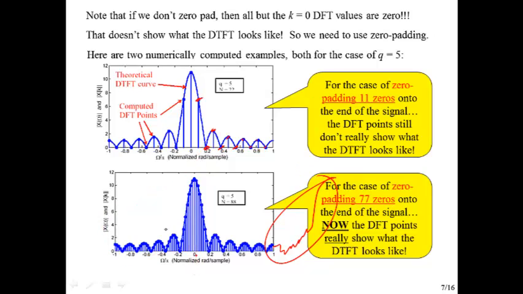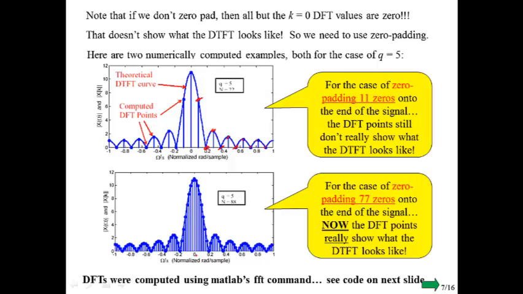And there's a command in MATLAB called fftshift, and we'll talk about that in the actual class. But by zero padding more, these blue dots and the stem plot are really showing me the shape of this underlying DTFT, and that's what we really want.